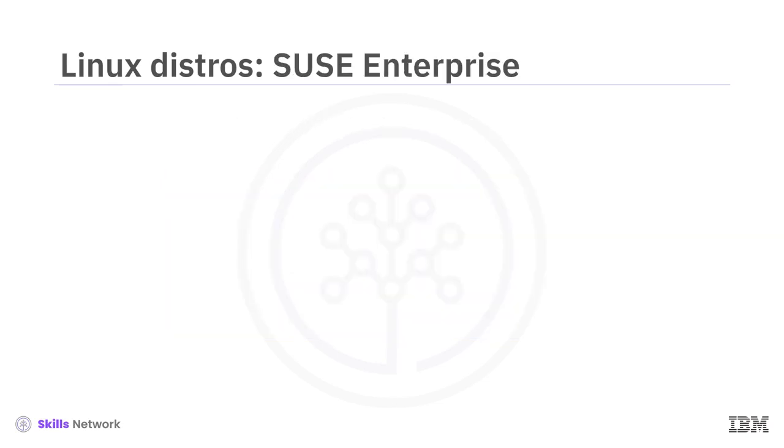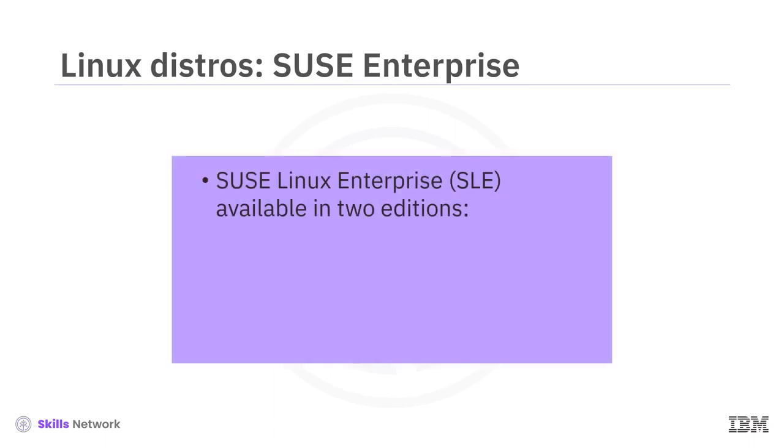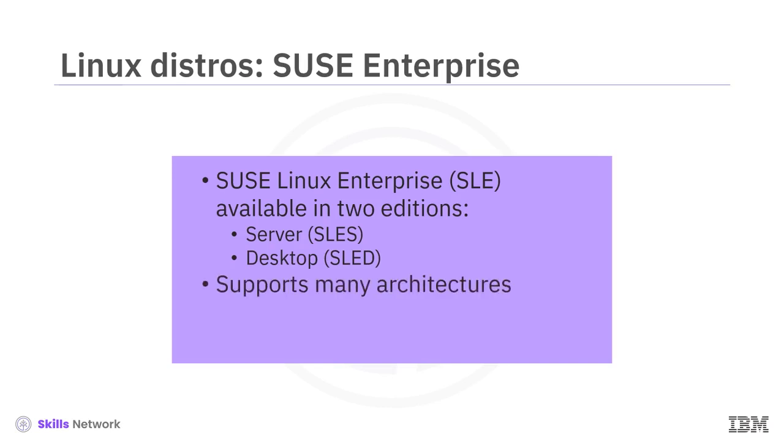Another Linux distro is SUSE Linux Enterprise. Also known as SLE, SUSE Linux Enterprise is available in 2 editions: Server, or SLES, and Desktop, or SLED. It supports many architectures, such as ARM for Raspberry Pi, and uses the SUSE Package Hub, which enables users to install packages that aren't officially part of SLE. And it's maintained by the small German open-source software company, SUSE.